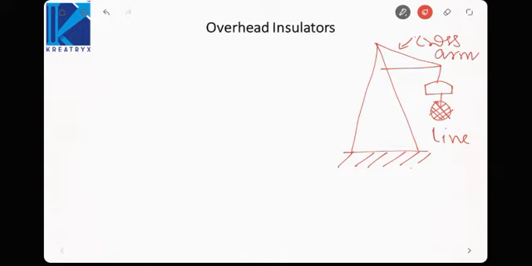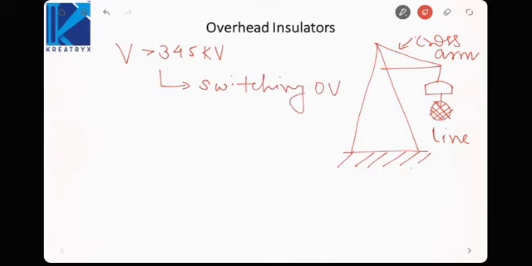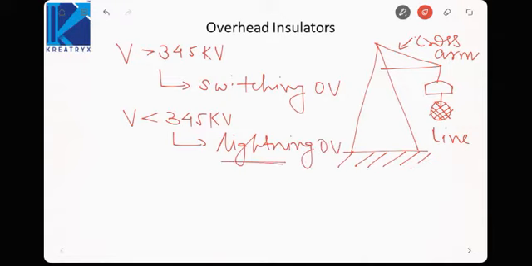Now usually, as we know, for voltage rating greater than 345 kV, insulation level will be decided based on switching over voltage, whereas for voltage less than 345 kV, insulation level will be decided on the basis of lightning over voltage. That will decide how many insulators you require between the tower and the transmission line to reduce the leakage current from the line to the ground.